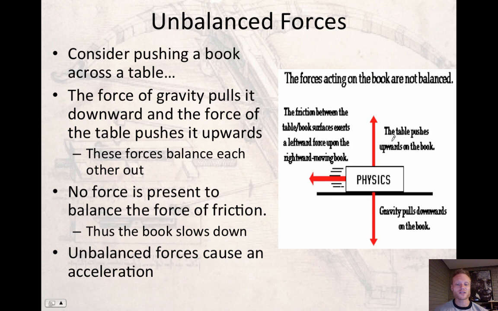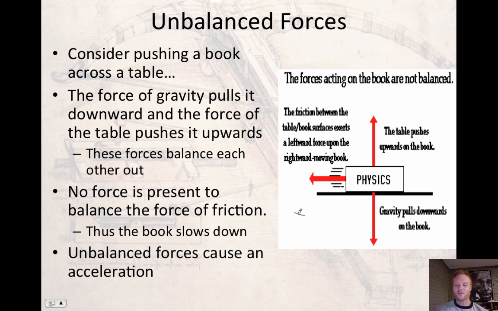Okay, the force of friction is causing an acceleration. And remember, even though acceleration in normal terms is used to describe speeding up, in physics it could be speeding up or slowing down. So this book is actually slowing down. So it says the friction between the table and the book surface exerts a leftward force upon the rightward moving book, and it slows it down.